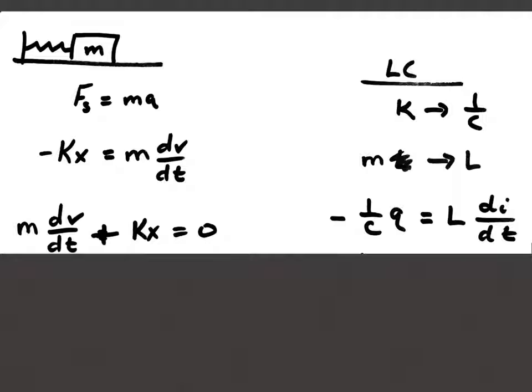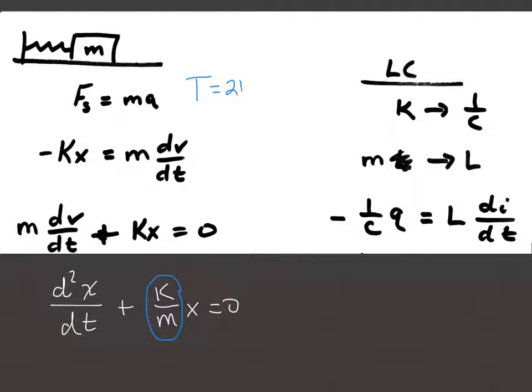So the derivative of velocity, which is acceleration, is the second derivative of position with respect to time. Dividing every term by m moves it underneath that k. And then from this equation, we found that this term is what ends up in our period equation. So that period is equal to 2 pi times the square root of whatever ends up here, k over m.